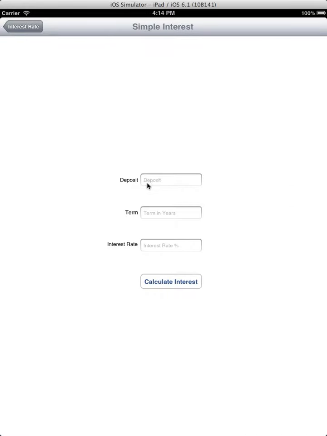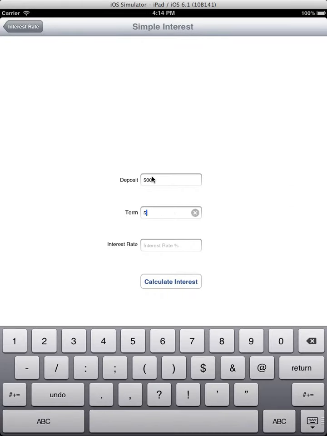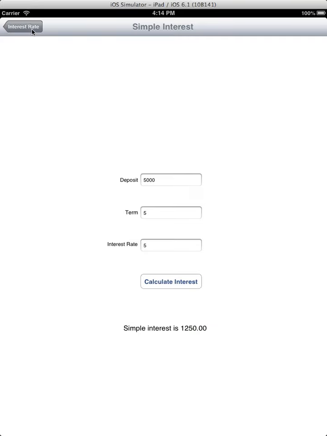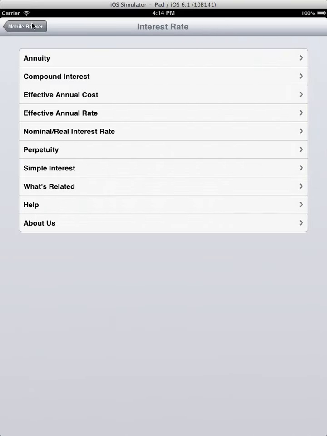Now say simple interest. So deposit 5,000, term is 5 years and 5%, and here is the simple interest. As you could see, this is a very powerful application with a lot of interest rate calculations.